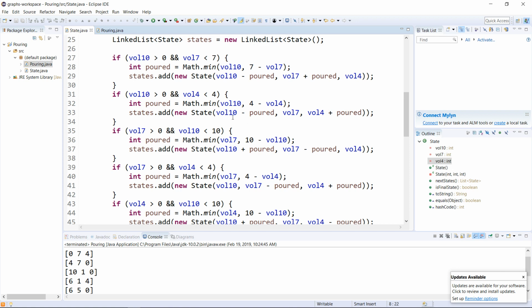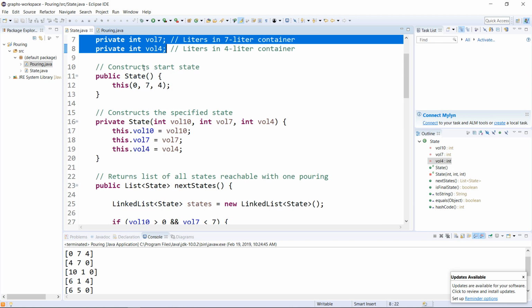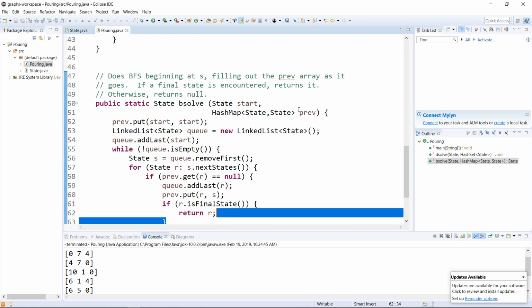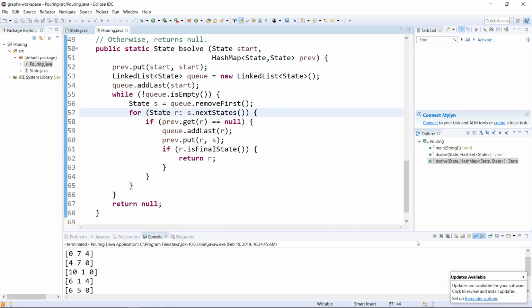So that's the graph. And then here's the algorithm. Let's look at breadth first search down here. We've got this breadth first search algorithm that has a start state, and then it has a previous map, previous array, like we did with breadth first search. And it is straightforward breadth first search.